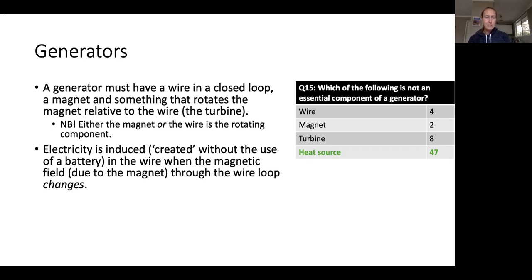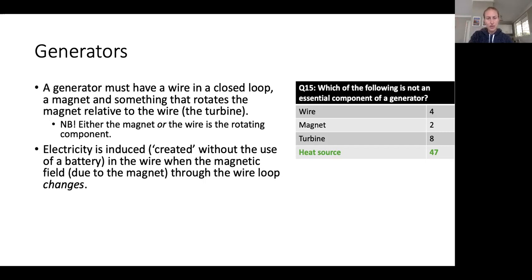Now, electricity is induced or created. So whenever we say that electricity is created, we know that because of the first law of thermodynamics, conservation of energy, it means that energy has been transferred from somewhere else. And in a generator, it's the mechanical energy of rotation that is being converted into the electrical potential energy that is what we call electrical energy. And note that electricity is induced in the wire when the magnetic field, because of the magnet, through that wire loop changes.